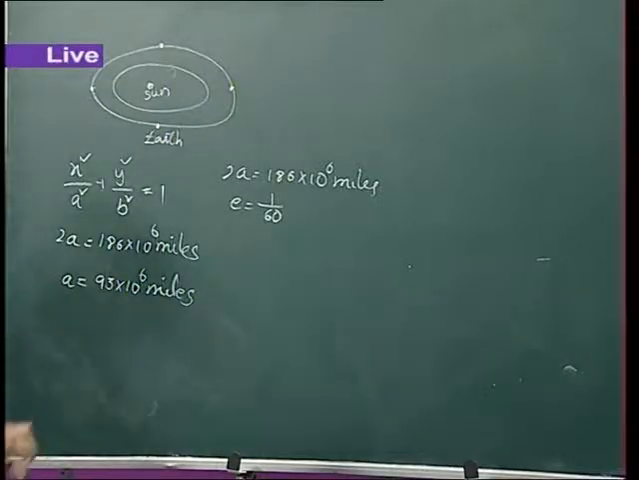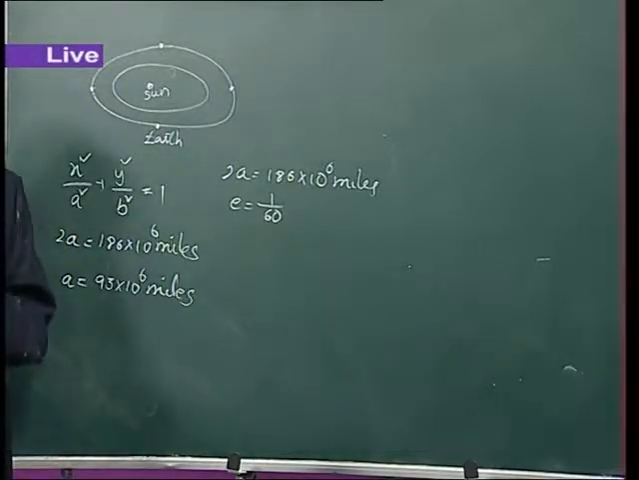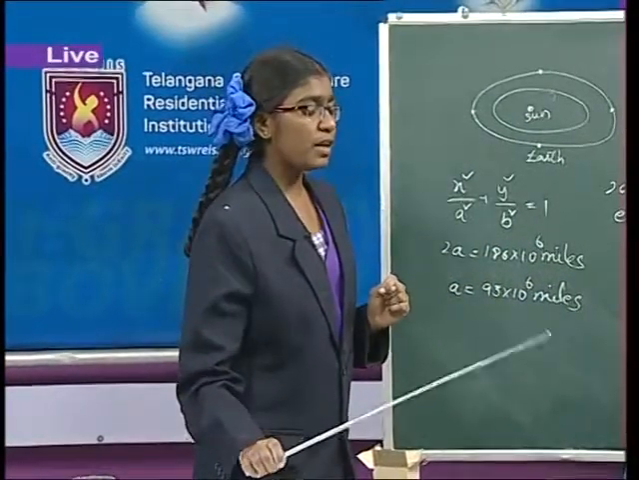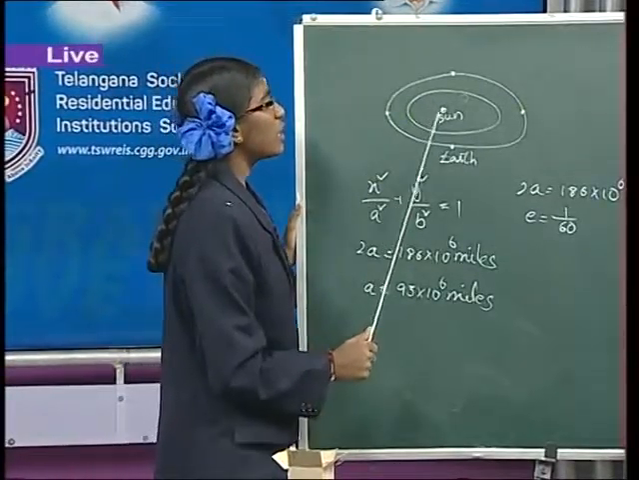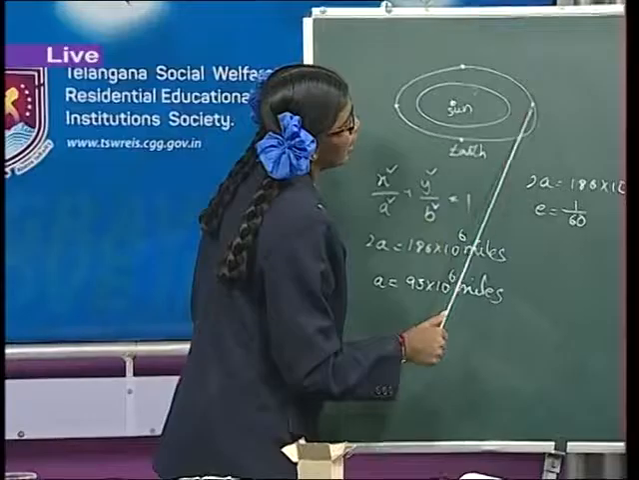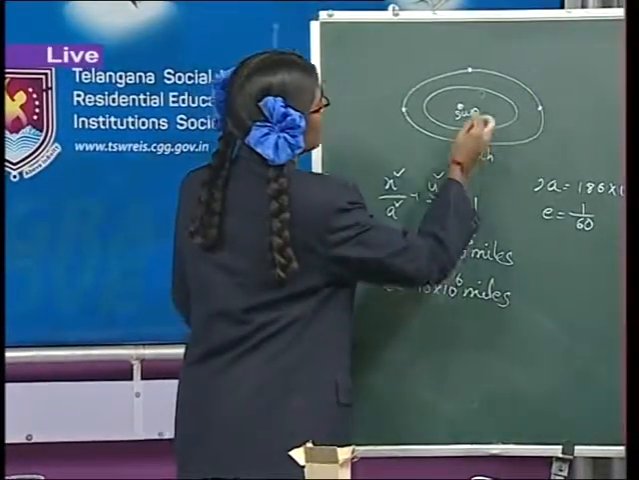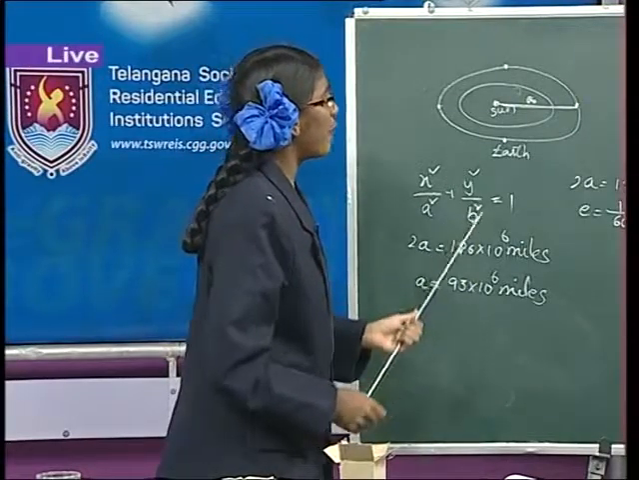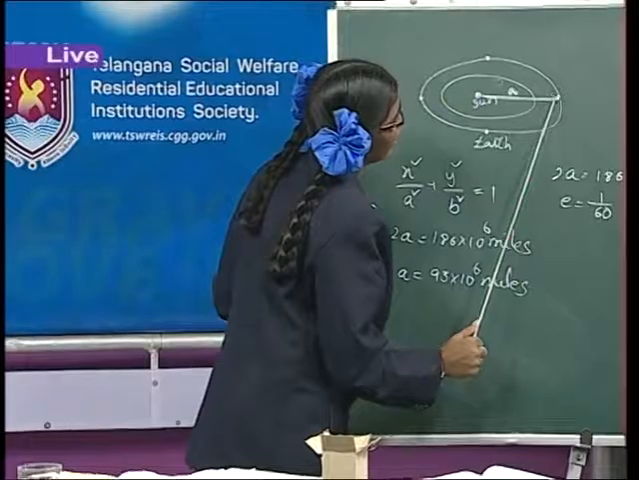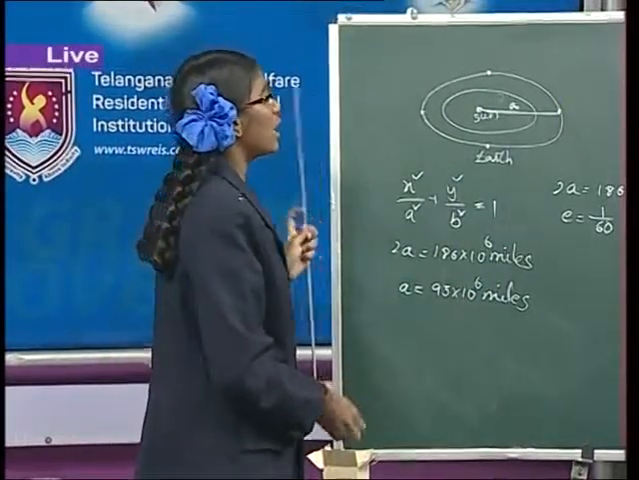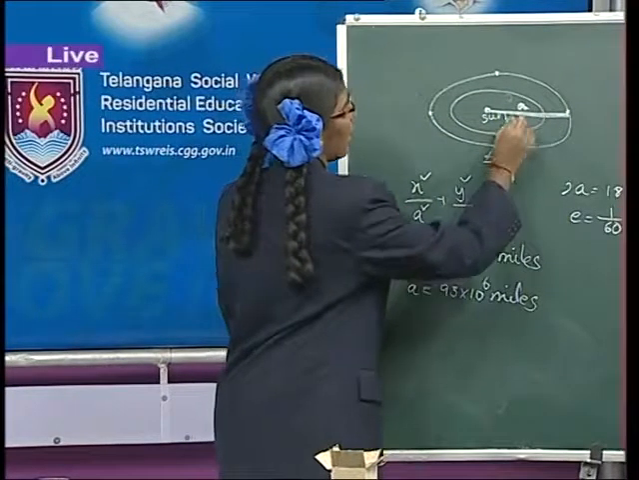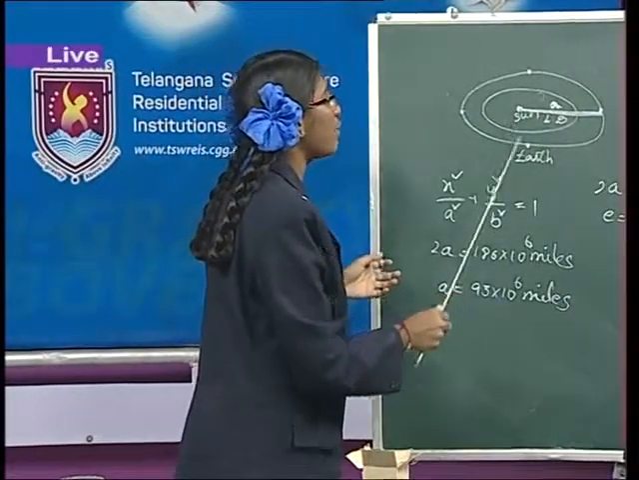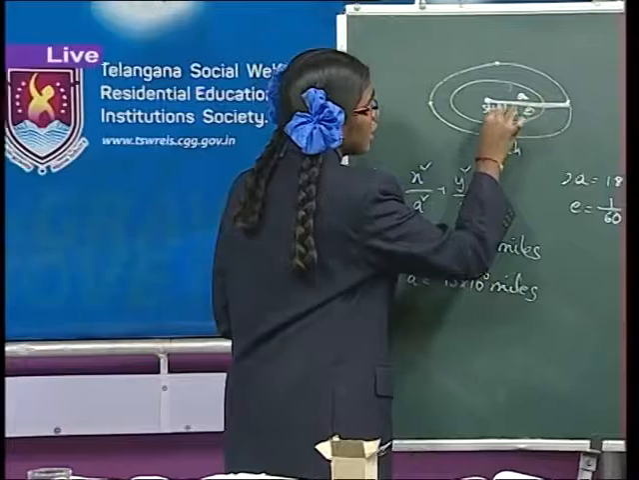Now, we are going to find the shortest distance and longest distance between Earth and Sun. Why are we finding both? Because the Earth revolves around the Sun in 365 days. When Earth comes to the semi-major axis a, after traveling, it is the longest distance. If the Earth is at the semi-minor axis b, it is the shortest distance.